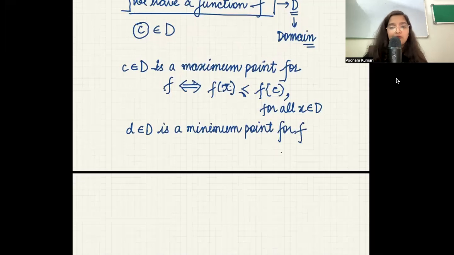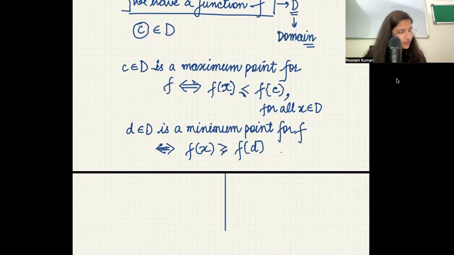When will I be able to say that? If and only if you find the function value at different points and you find the function value at d. So whatever function value you are getting at point d, it should be the lowest value, right? It should be the least value.